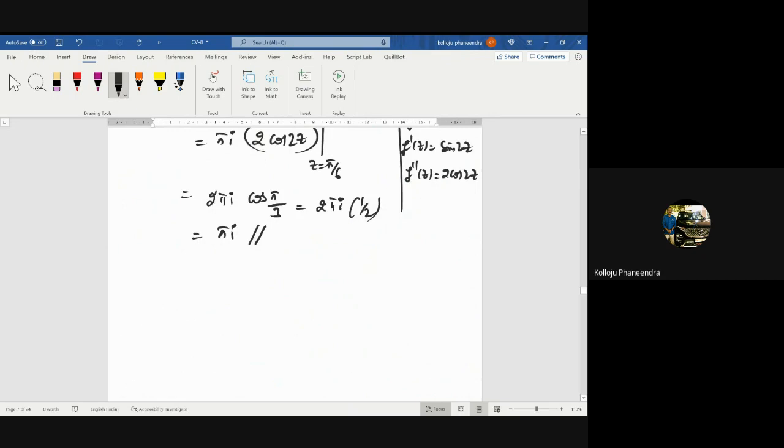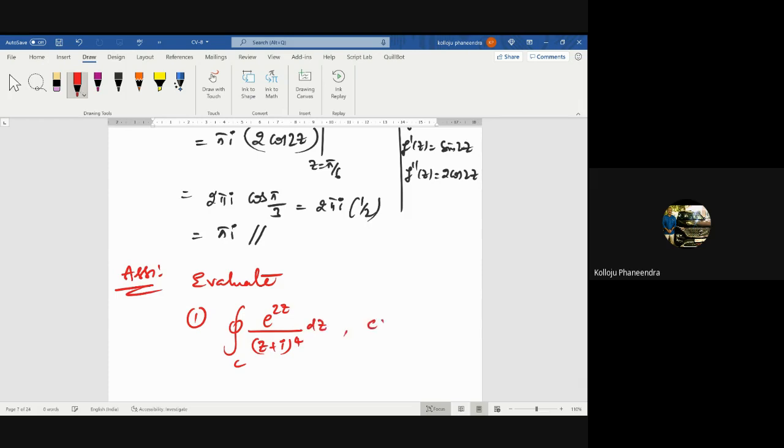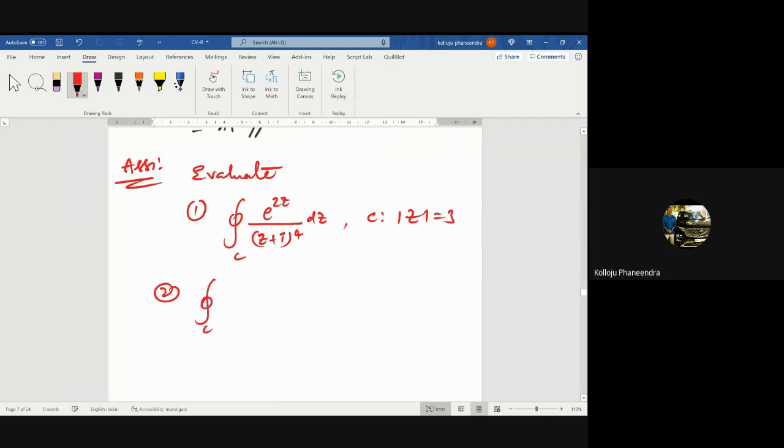Now, let me solve another one. Oh, already time is up. Okay, try this assignment, just practice. I'm giving solved problems in the textbook as assignment so that you may be thorough with this. If any doubts, it will be clear for you. Evaluate the first one, where C is mod z equal to 3. Second one, integral over C of e power z by z square plus pi square. Solve the second one compulsory, where C is mod z equal to 4.